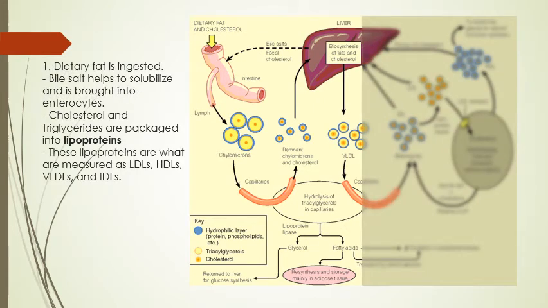So dietary fat is ingested. We eat a real big, good steak, and bile salts, which are dispensed by the liver, help to solubilize those fats, and then our enterocytes take up these fats. They're digested into cholesterol and triglycerides, which are then packaged into lipoproteins. These lipoproteins are the different things like LDLs and HDLs, and those are the things that are measured. That's why we want to make the distinction between measuring molecules of cholesterol versus the packaging of them. We're measuring the amounts of packaging, and we measure the total cholesterol when we're doing a cholesterol panel.